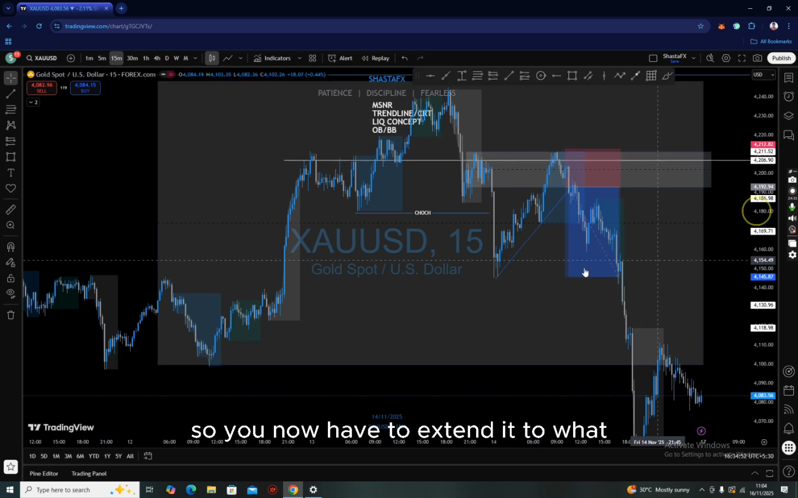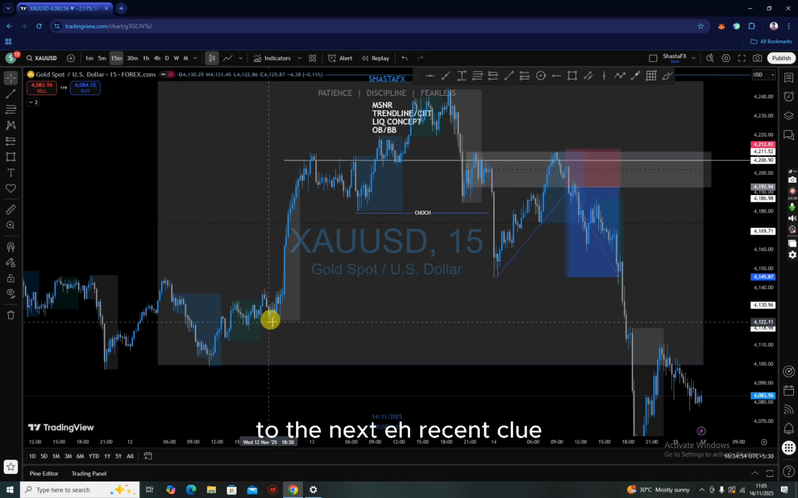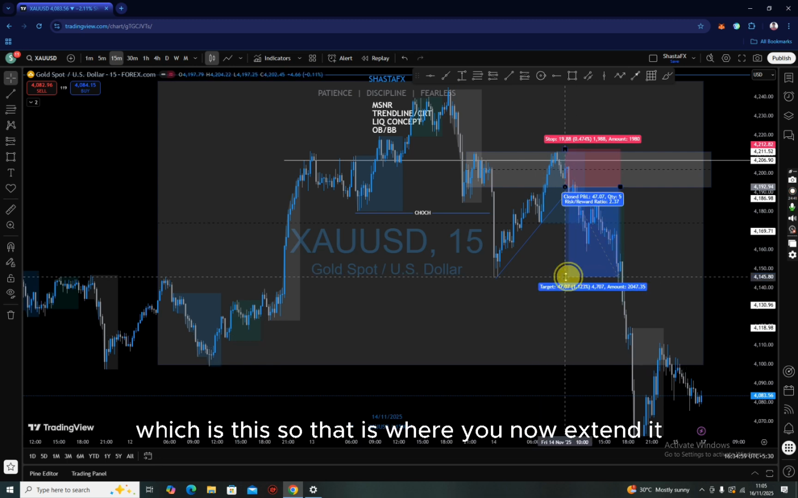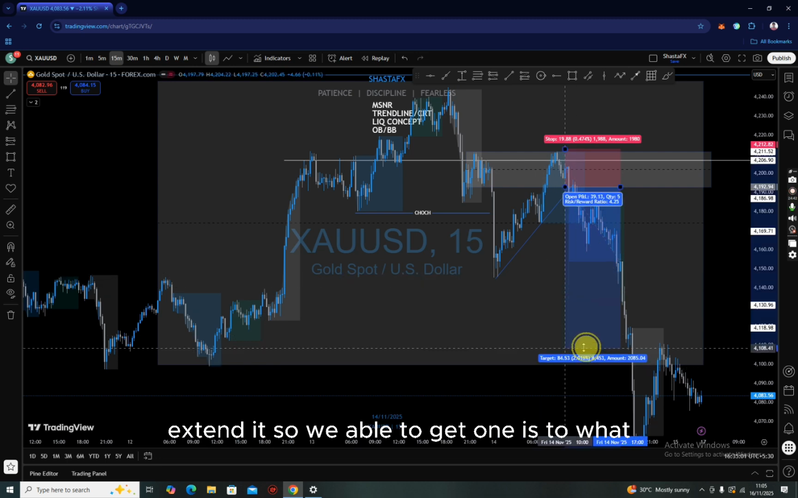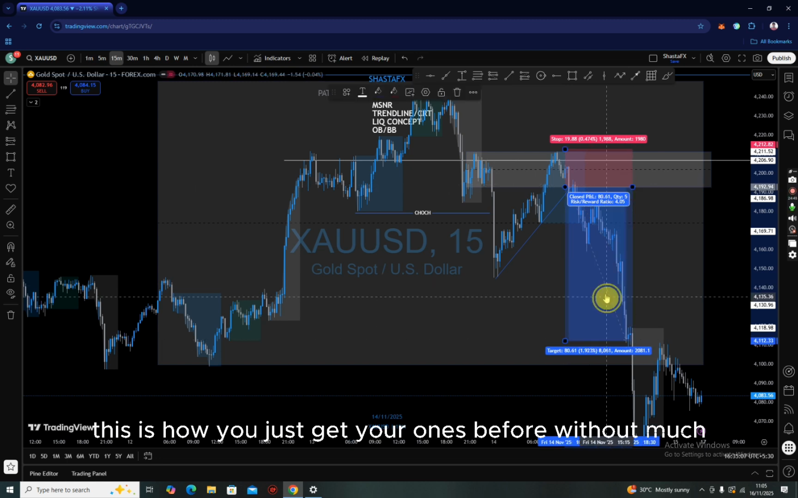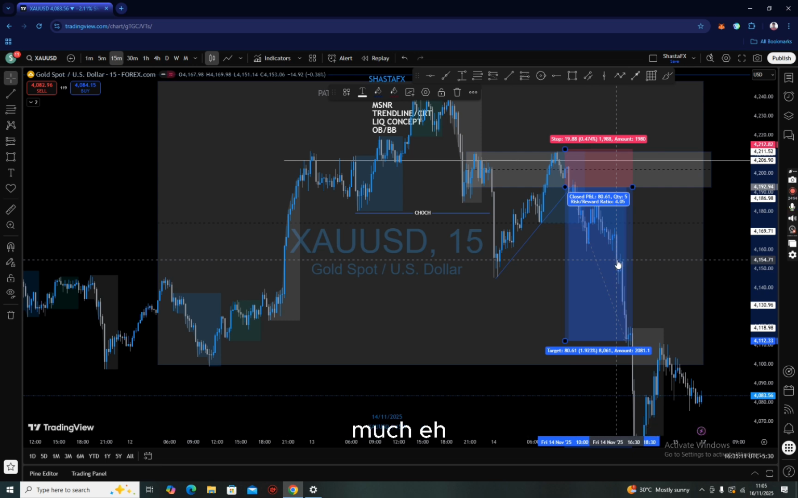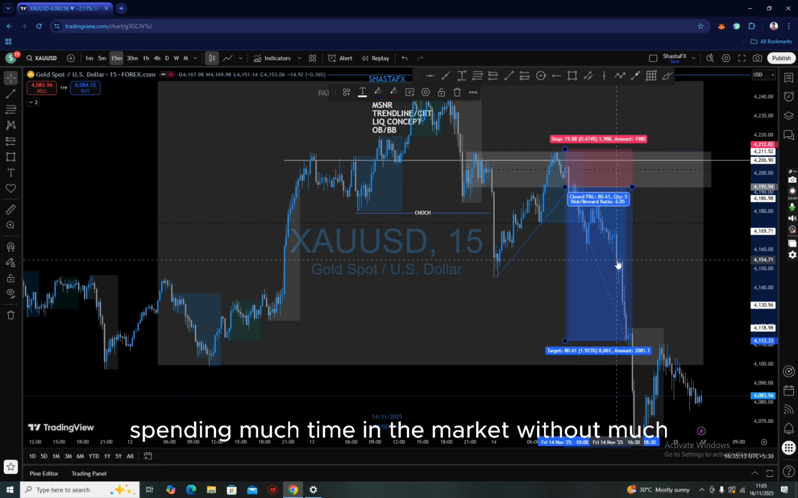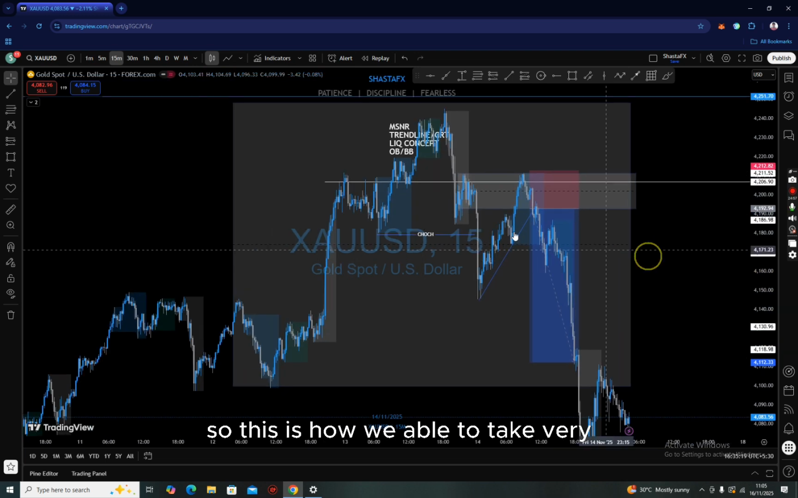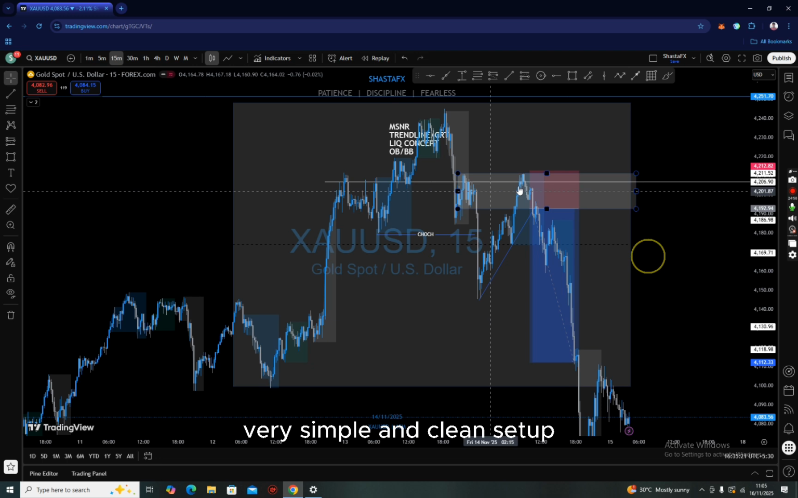So you now have to extend it to the next recent low, which is this. That is where you extend it. So we're able to get 1:4 here. This is how you get your 1:4 without spending much time in the market, without having difficulties in finding your setup. So this is how we're able to take a very, very simple and clean setup.